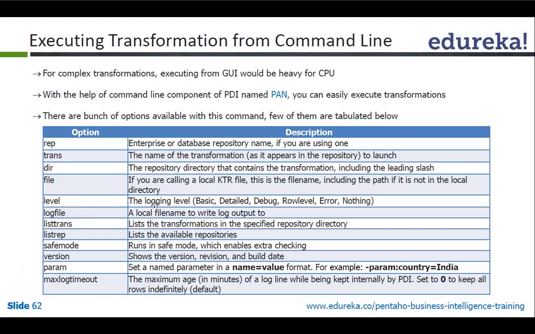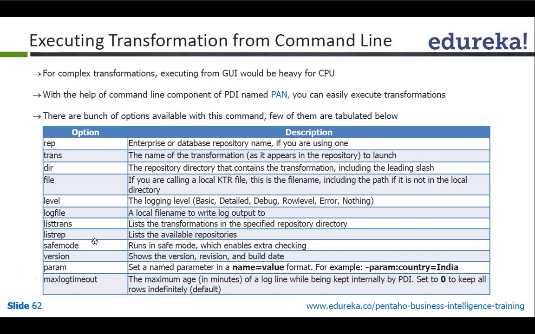Then this is level, so logging level, log file. If you want to dump that log in a specific file, it is showing you anyway on the console, but all logging will be dumped in that file. This is list transformation, list the transformations in the specified repository directory. So this is more if you want to explore the repository. List rep is listing all the repositories available.